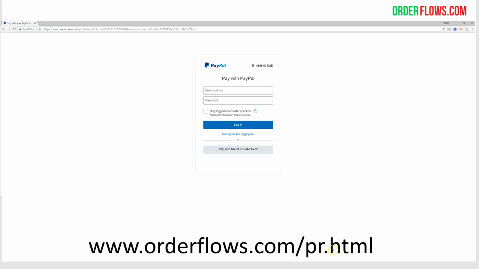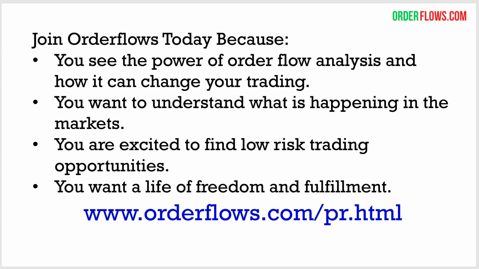So go to orderflows.com/PR. And again, why should you join Orderflows? Because you can see the power of order flow analysis and how it can change your trading. You want to understand what's happening in the markets. You're excited to find low-risk trading opportunities, and most importantly, you want a life of freedom and fulfillment. That's why people come to trading, because they want freedom. They don't want to necessarily be chained to a desk all day long.